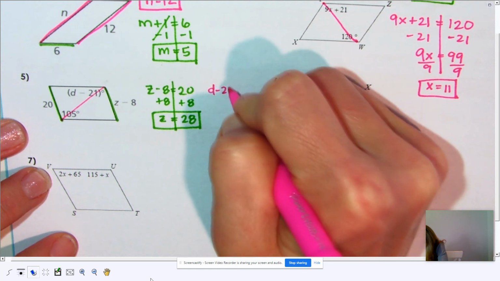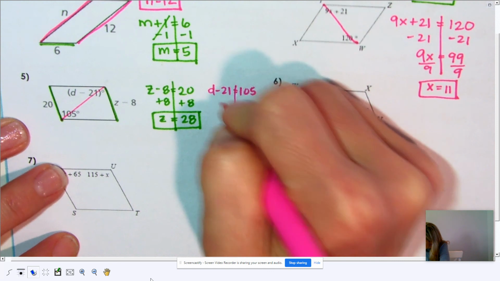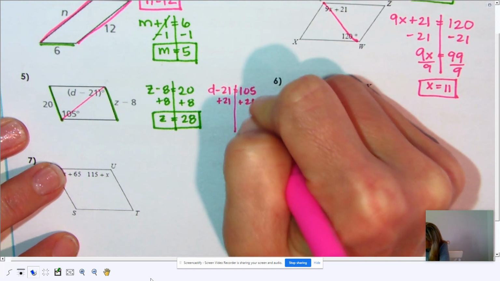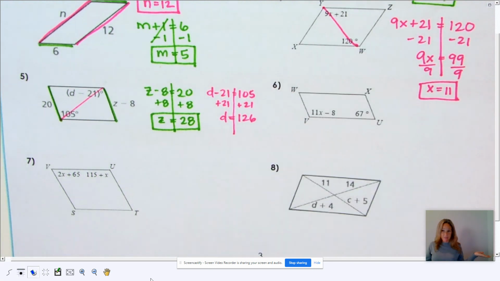D minus 21 is equal to 105. And then I'm going to solve that. Plus the 21. So I get D is equal to 126. And I'm done. That's it.